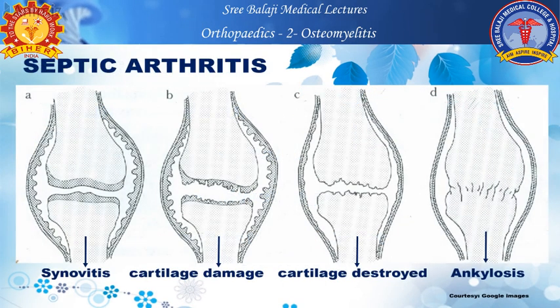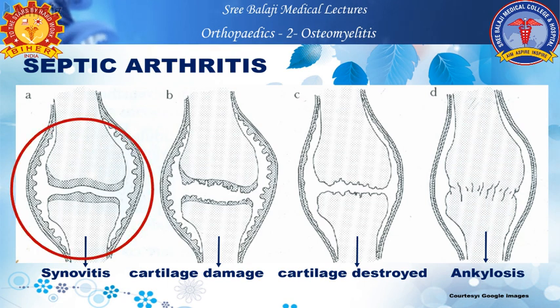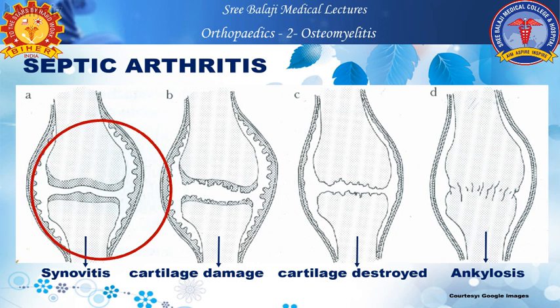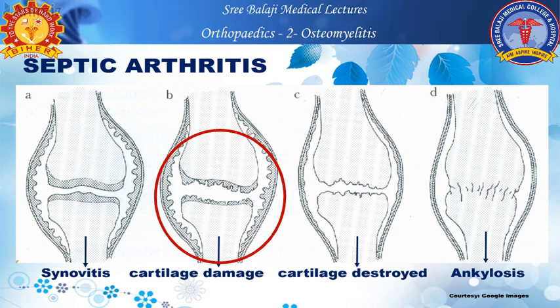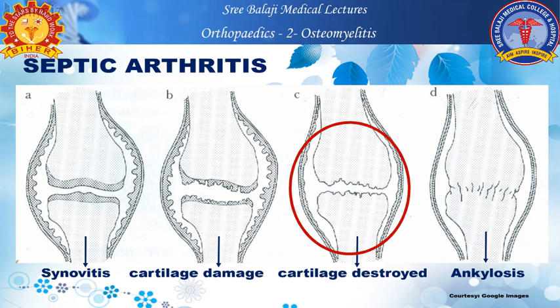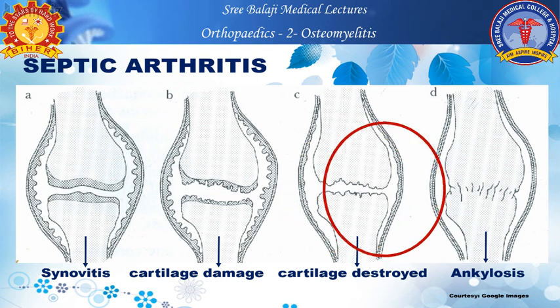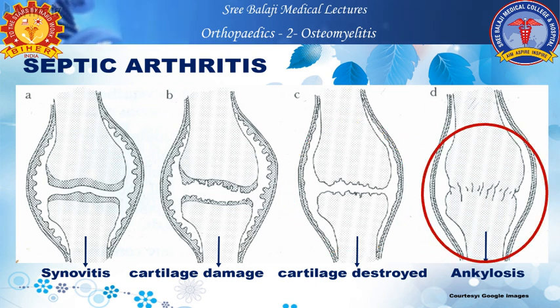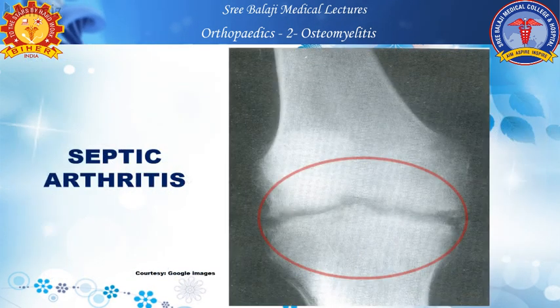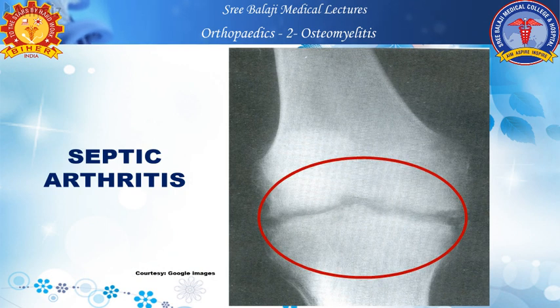So this picture shows the stages of septic arthritis. In the initial stage, only the synovium will be involved. In the stage of reversible arthritis, the cartilage will be damaged, showing irregularity in the articular cartilage. In the stage of irreversible arthritis, there will be complete destruction of the articular cartilage, exposing the subchondral bone. Finally, the end result will be ankylosis, that is, pathological fusion of the joint. This X-ray picture shows the irregularity in the articular cartilage with joint space narrowing.